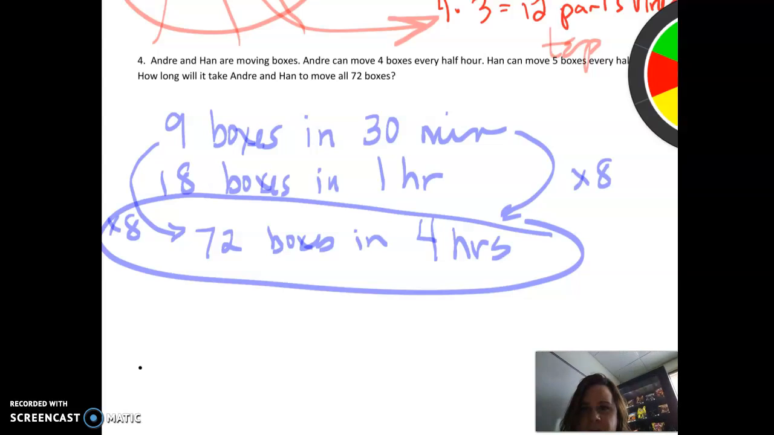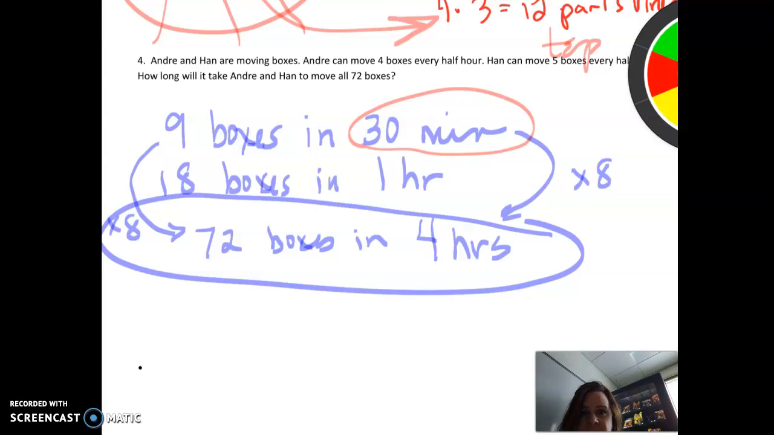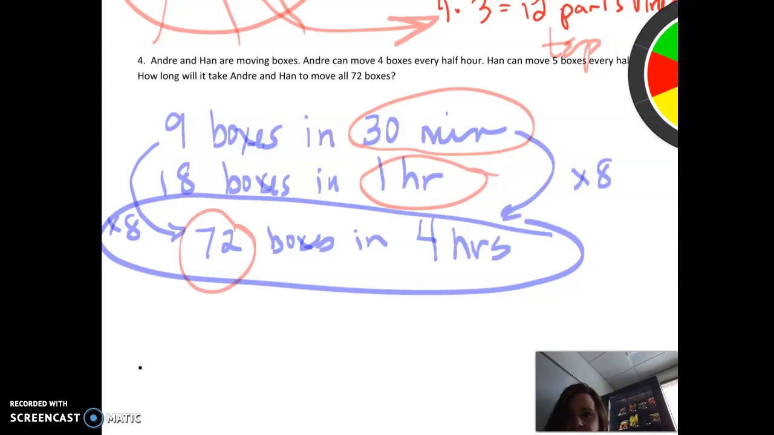Number 4, Andre and Han are moving boxes. Andre can move 4 boxes every half an hour, and Han can move 5 boxes every half an hour. How long will it take them to move all 72 boxes? You can see what I did here is I changed the half an hour to 30 minutes, and I changed the 60 minutes or the 1 hour right here, because I wanted to look at this relationship. 9 boxes in 30 minutes, 18 boxes in 60 minutes, right?